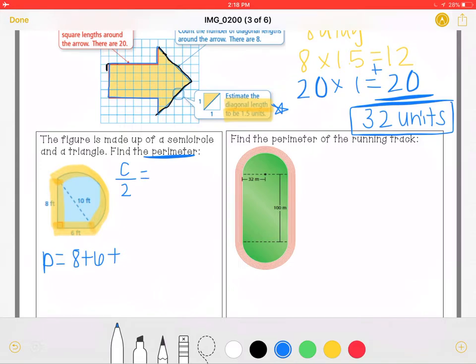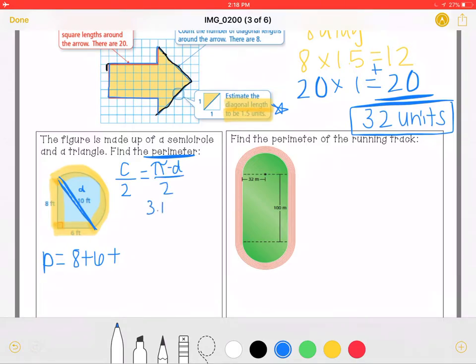This 10 is giving us our diameter. It goes all the way across and through from one edge of a circle to another. So we know our diameter. So I'm going to use my circumference formula that has diameter. So that's pi times d. And we're going to divide that by 2.